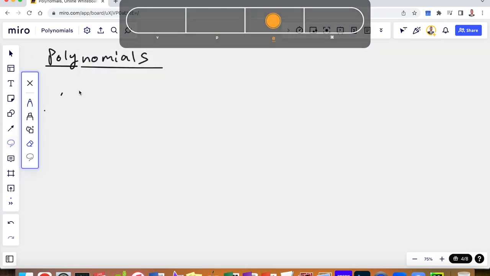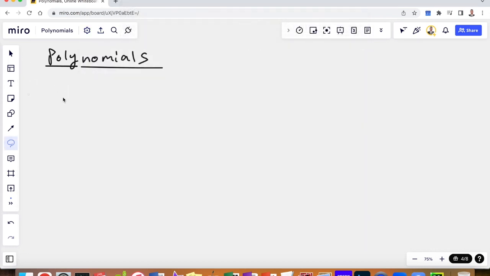So polynomials, what are they? This is what we're going to talk about today. The word polynomial comes from Greek, and poly means many. So a polynomial has many parts.